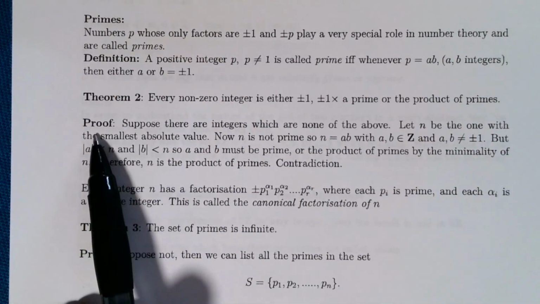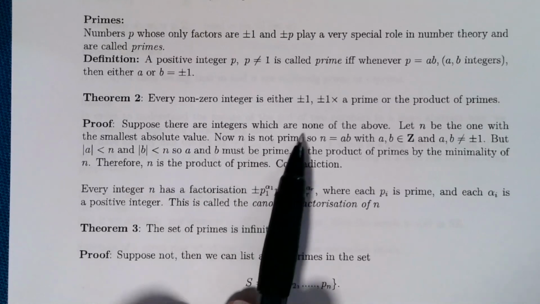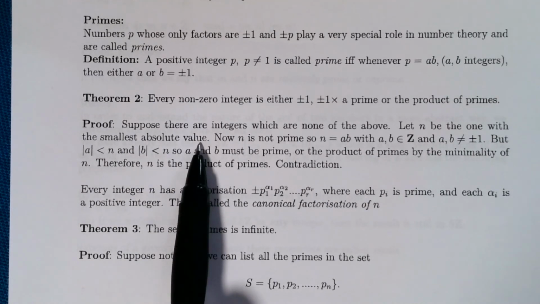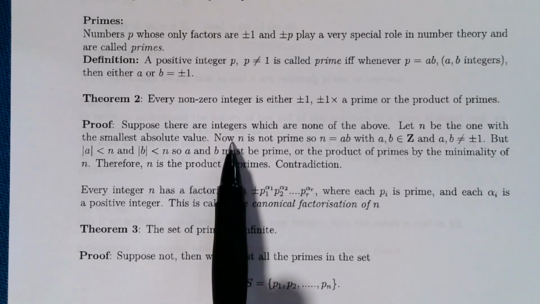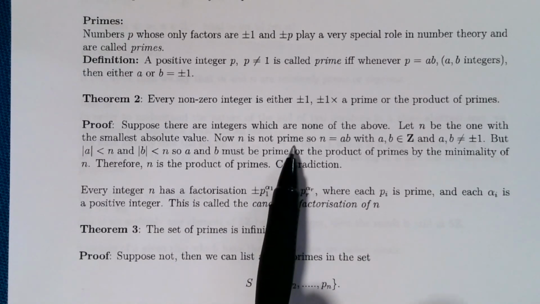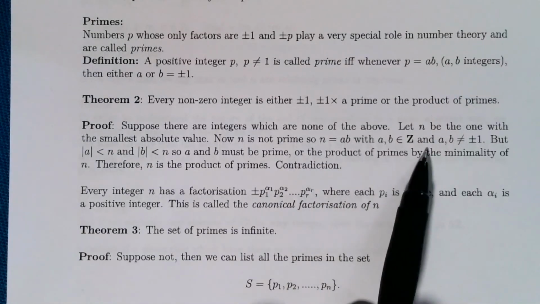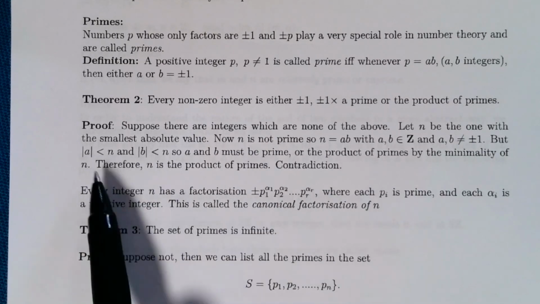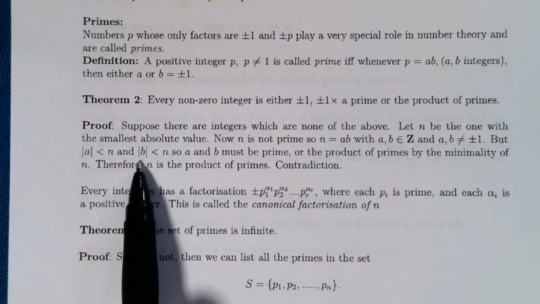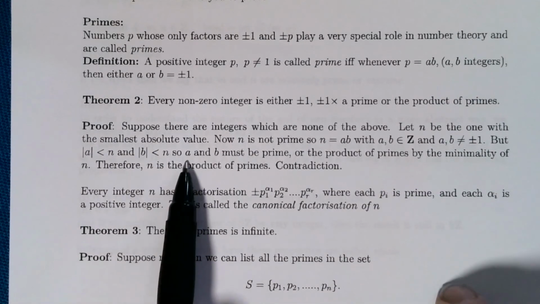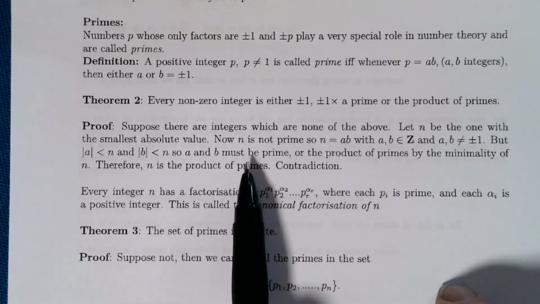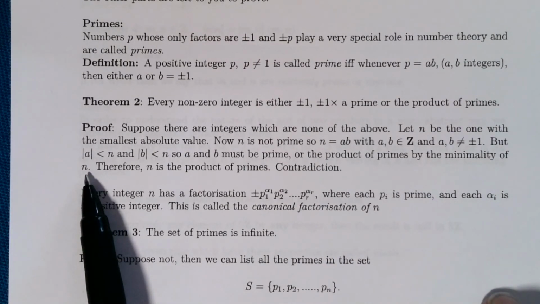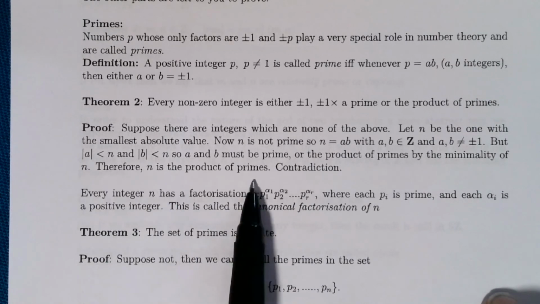A little proof here by contradiction. So suppose there are integers which are none of the above. So we're going to let n be one with the smallest positive absolute value. Now n is not prime by our assumption, so n is a times b, where a and b are integers, and a and b are not plus or minus 1. But then, of course, if that's the case, then the size of a is less than the size of n, and the size of b is less than n. And so a and b must be prime, or the product of primes, by the minimality of n. But then, in that case, we have n is a product of primes, which is a contradiction.